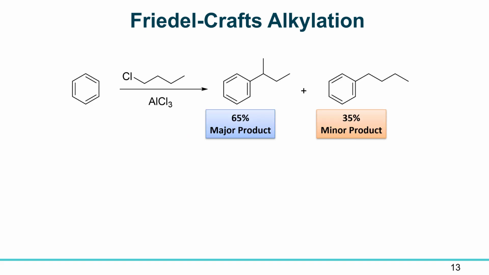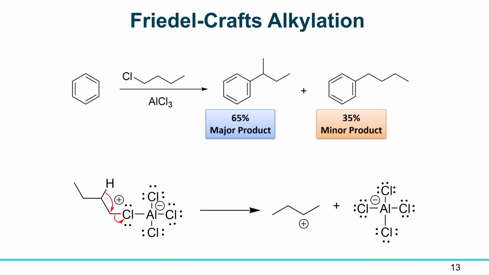One of the main drawbacks of the Friedel-Crafts reaction is that primary alkyl halides tend to give rearrangement products, as seen in this example, where substitution with chlorobutane gives the rearrangement product sec-butylbenzene in 65% yield, and only 35% of the non-rearrangement product butylbenzene. To avoid an unstable primary carbocation, the Lewis acid-base adduct is either directly attacked by the pi bond electrons, or alternatively, hydride shift rearrangements occur to give the more stable secondary or tertiary carbocation.